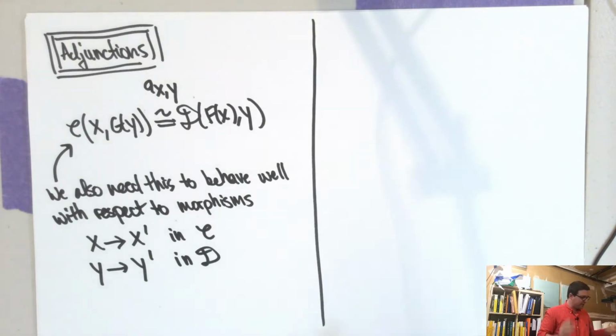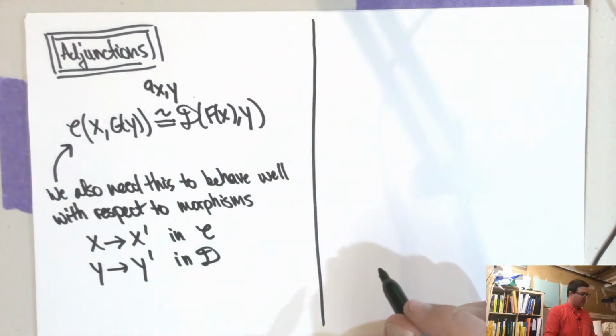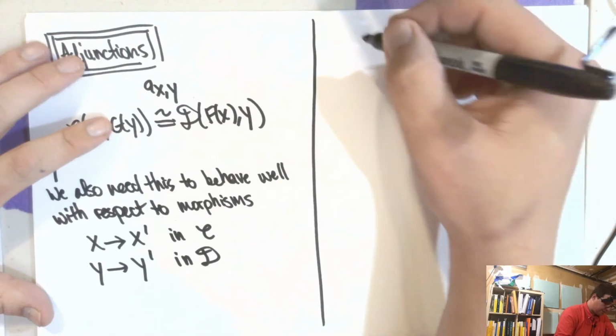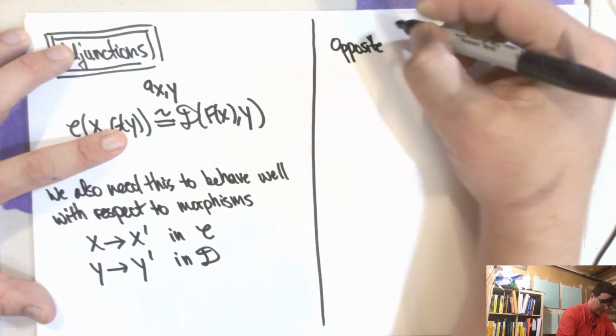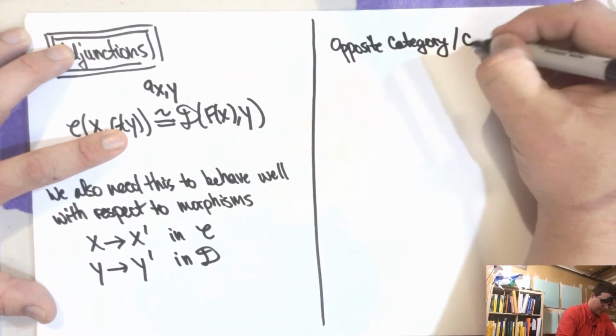But to set this up, I need to give you some things. I need to give you the opposite category. I need to talk about products of categories. I need to talk about natural transformations, and then we can get to adjunctions. So first I need to do the opposite category and contravariant functors.